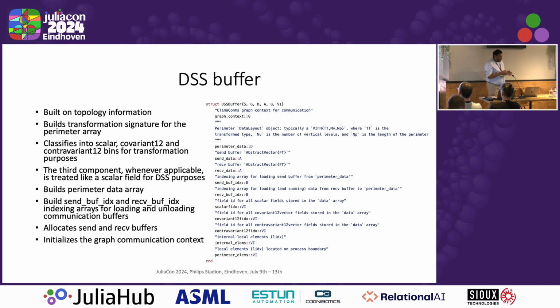So the DSS buffer classifies the fields into scalar, covariant, and contravariant bins for the transformation purposes. For the vertical component, given the construction, we do not need to do the transformation for the 3D velocities. And then the DSS buffer also builds the perimeter data array on which the DSS results are actually stored. It builds the indexing buffers for loading and unloading the communication buffers, allocates the send-receive buffers, and initializes the graph communication context.